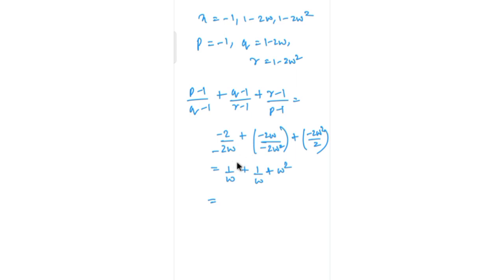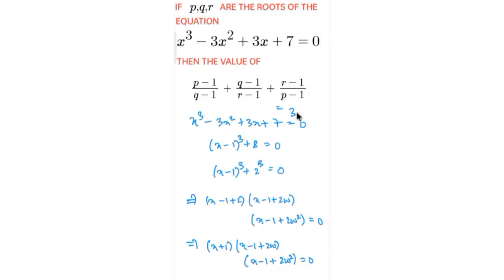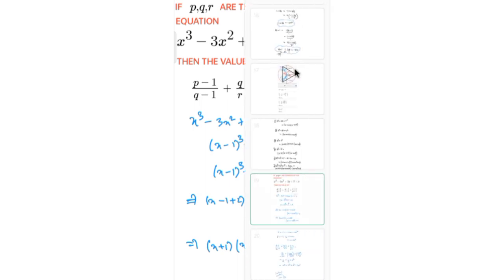Or else we can take 1 by omega as basically omega square, because we know omega cube is equal to 1. So I can write omega into omega square is equal to 1, so omega is 1 by omega square, or omega square is 1 by omega. I've just used those things, so this is omega square, this is omega square, and this is omega square. So totally we're going to get this value to be 3 omega square. So this is the answer. This answer is 3 omega square. I hope you guys understood this.